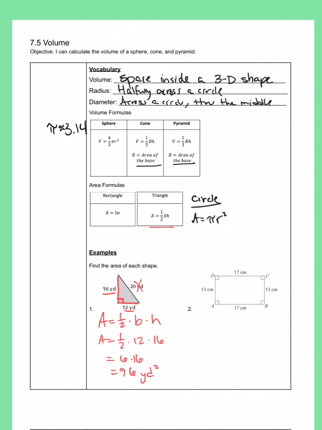And then on this next one, this is a rectangle, so we're just doing length times width. It doesn't matter which one's length and which one's width. We're going to use one of these as length and one as width, 13 and 17. So area equals length times width. Let's make the length 17 times the width 13. Again, it doesn't really make a difference which one. So we're going to do 17 times 13, and my area of this is going to be 221.